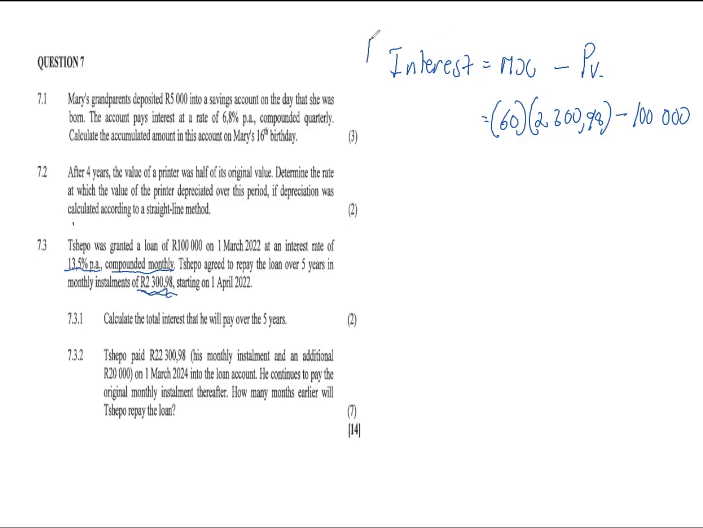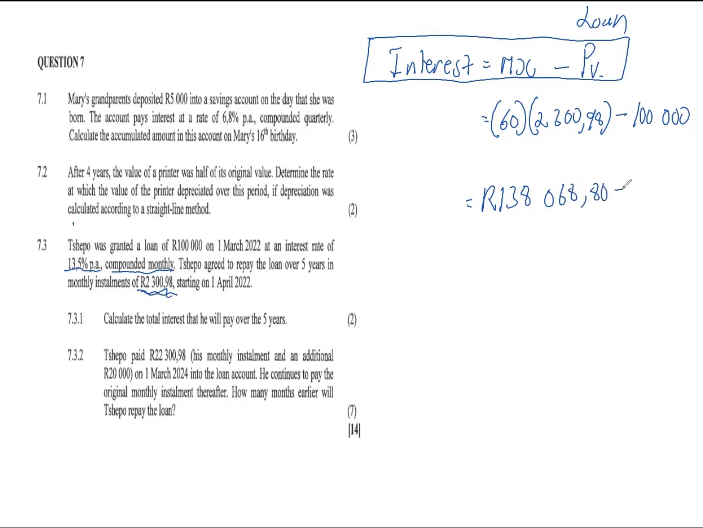So note this formula here. This is the formula to calculate the interest on a loan that is being paid by regular installments, right? So when we do that, we are going to have what? For this one, that's 138,068.80, then minus the 100,000, which is going to give us what? 38,068.80. Right. So for 2 marks, that's what we were supposed to do. Okay.